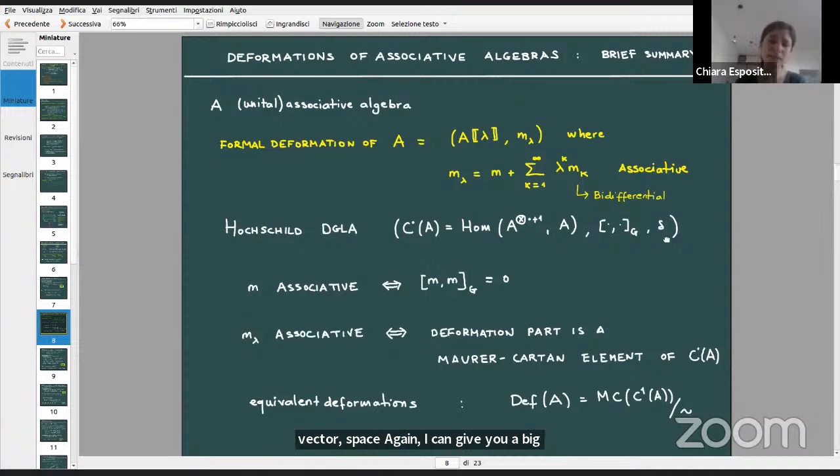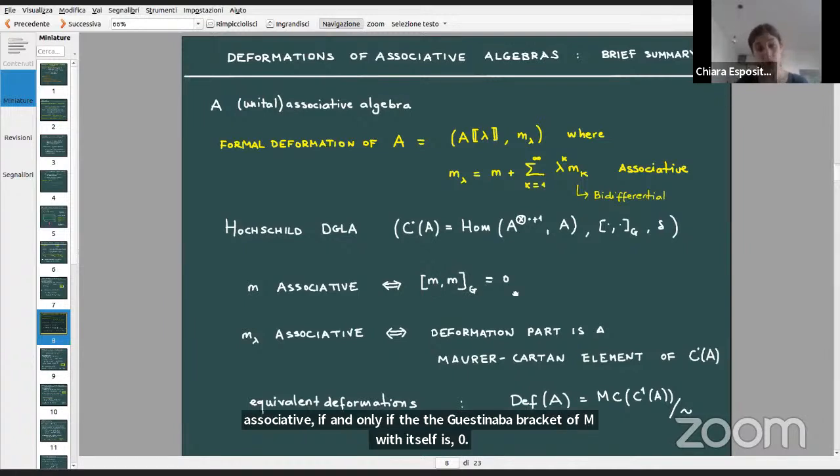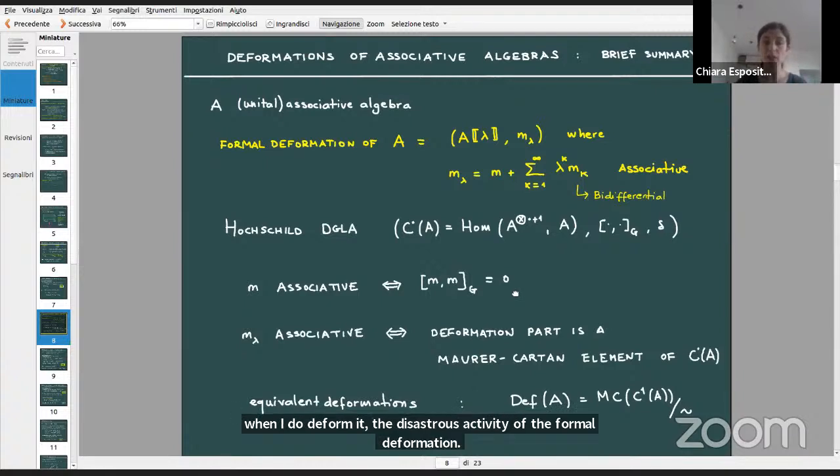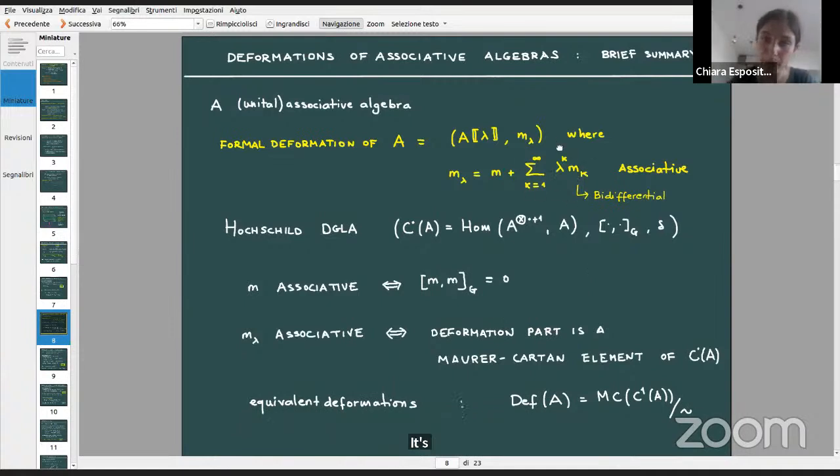Again, I can give you a big formula, but the easiest way to describe it is via the Gerstenhaber bracket. So you have delta described as the Gerstenhaber bracket with the product. And this formalism, this cochain complex, helps us to rewrite associativity in another way. M is associative if and only if the Gerstenhaber bracket of M with itself is 0. And when I deform it, the formal deformation is associative if and only if the deformation part is actually a Maurer-Cartan element of my complex, of my DGLA.